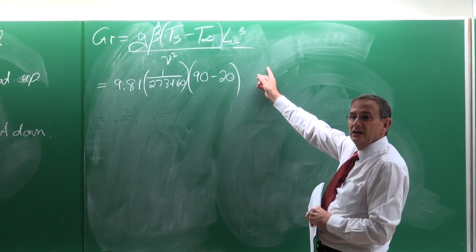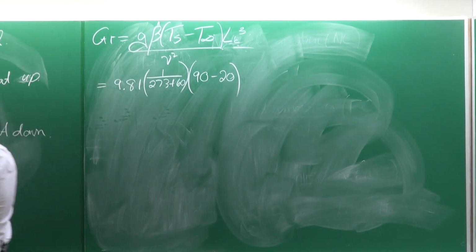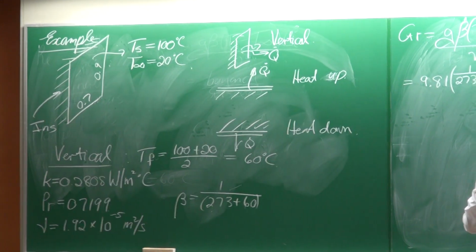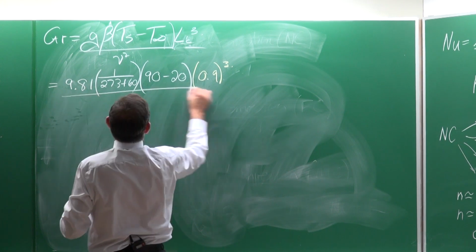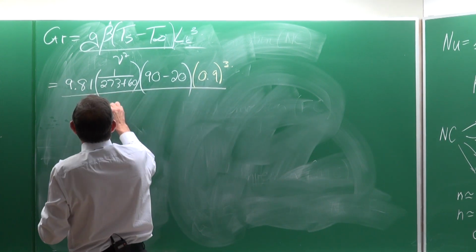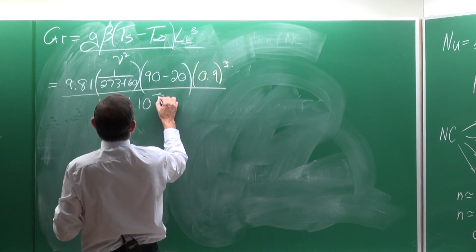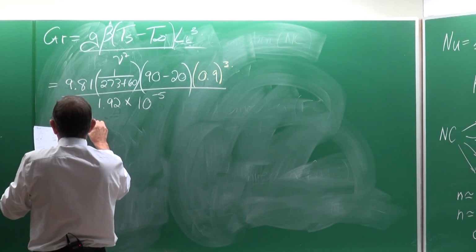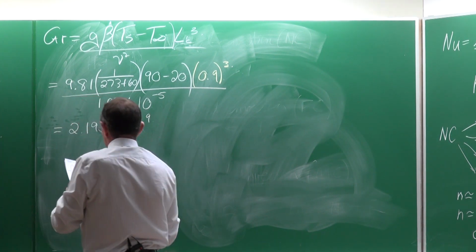And very importantly, in the textbook, they show that the characteristic length is L, and in the sketch that is equal to L, you see, 0.9 meters. So that is 0.9 meters, divided by the kinematic viscosity, which is equal to 1.92 multiplied by 10 to the minus 5. And the Grashof number is now going to be equal to 2.192 multiplied by 10 to the 9th.